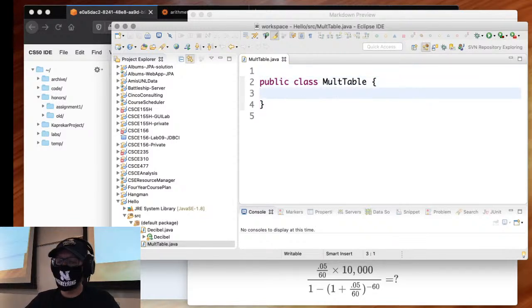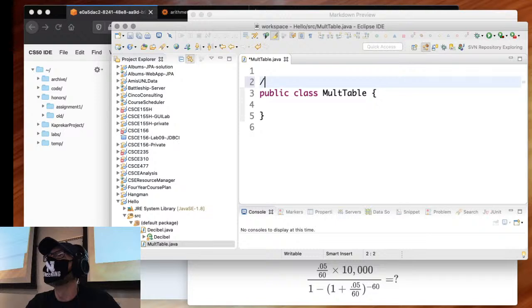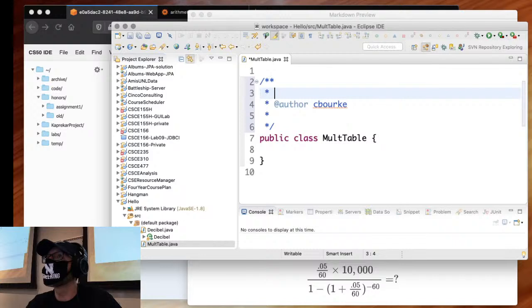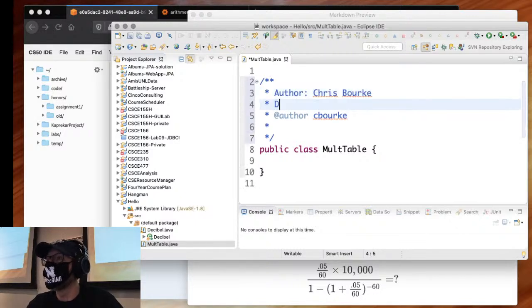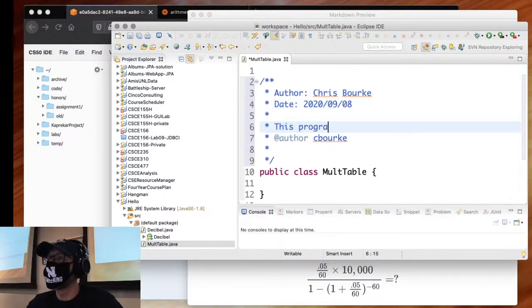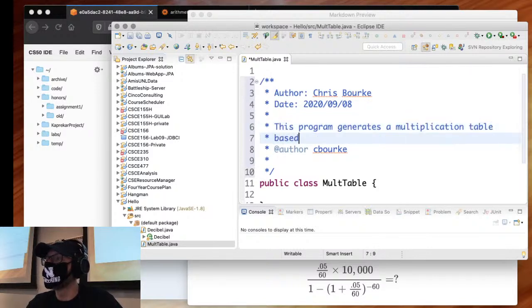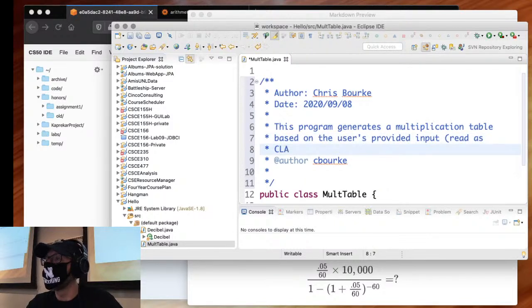Now, what's the first thing I should do? I should include anything that I'm going to eventually import, but I should also make sure that I document everything. One of the common errors that we saw was missing documentation. Most everybody had documentation. Author, me, date is 9/08, and the purpose of the program. This program generates a multiplication table based on the user's provided input read as command line arguments, as CLAs. Right, there we go.